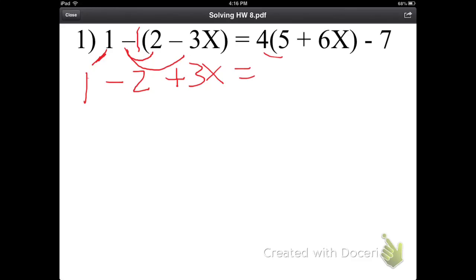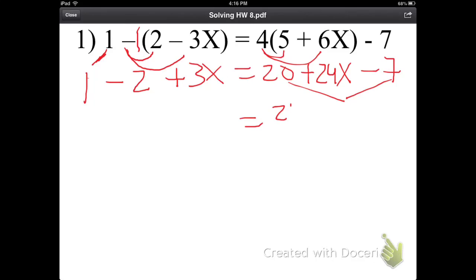Right side, we got 4 times 5, which gives you 20, and 4 times 6, which gives you 24. Yeah, let me multiply in my head real quick. All right, and then the subtract 7 is still there. Okay, left and right side, you can simplify. You can combine like terms on the right side to get you 13, because 20 minus 7 is 13. On the left you got 1 minus 2, which gets you -1, and then the 3x has not been touched yet.